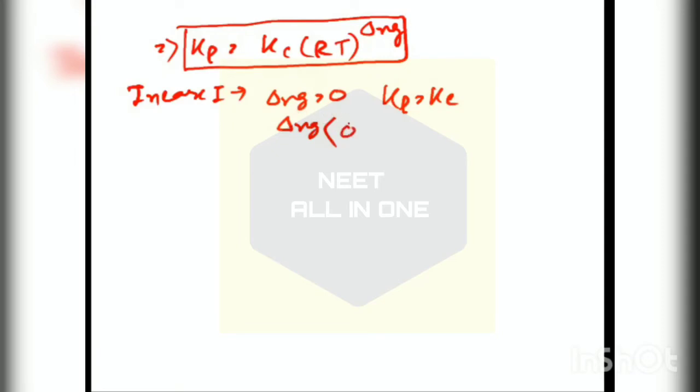Let's see what happens when del ng is less than 0. That's when our Kp becomes less than Kc. But when del ng is greater than 0, Kp becomes greater than Kc. We can just see or verify this from this equation. Okay, so that's how Kp and Kc are related.